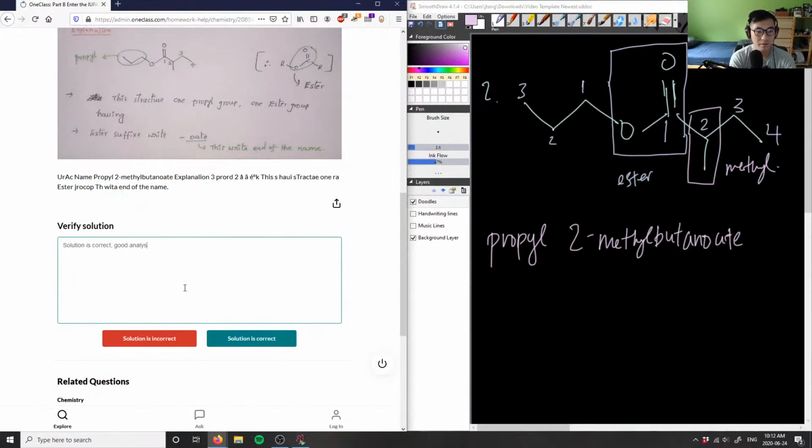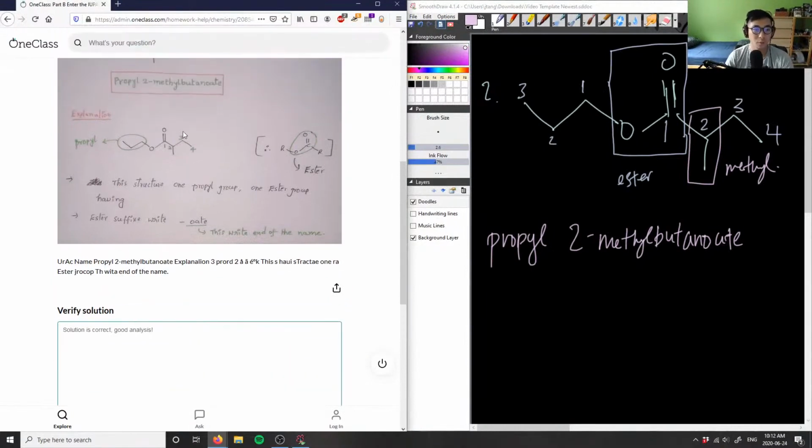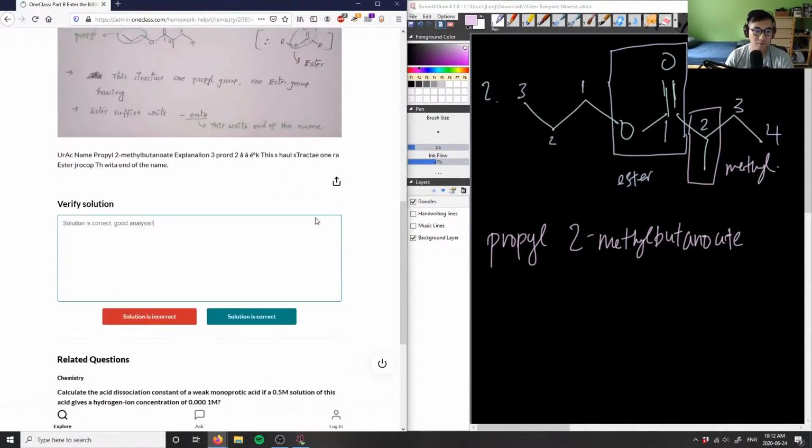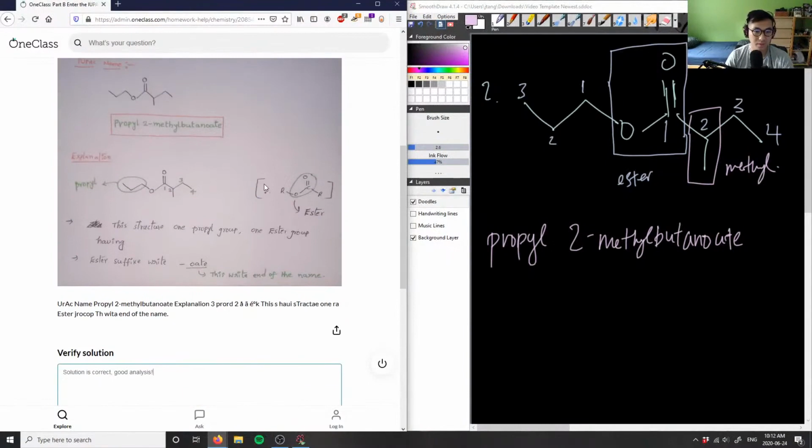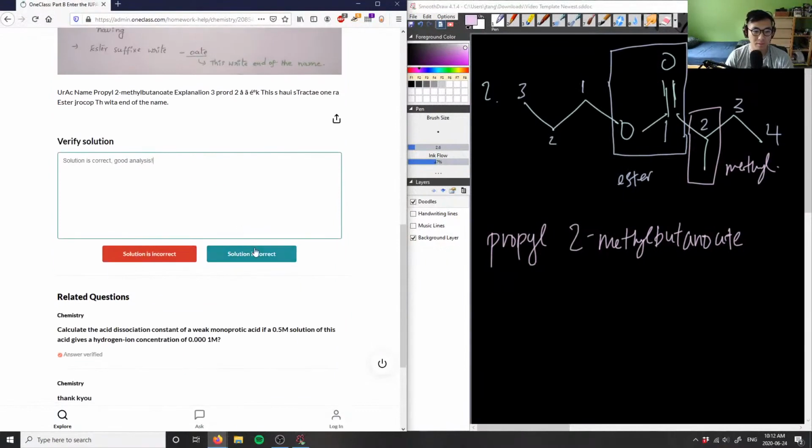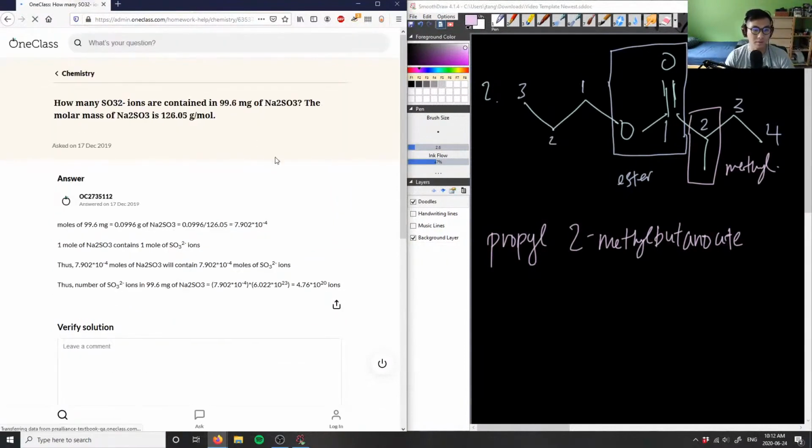They even wrote out the mechanism here for this propyl group leaving and you getting an ester here, which is nice as well. So you have some type of R group here. So there's a propyl group, and then you have the butane main group here. I don't think that was a mechanism, but I think they just separated it out.